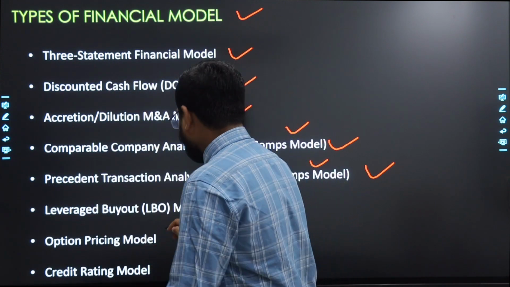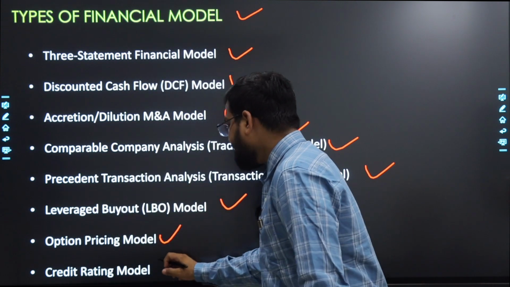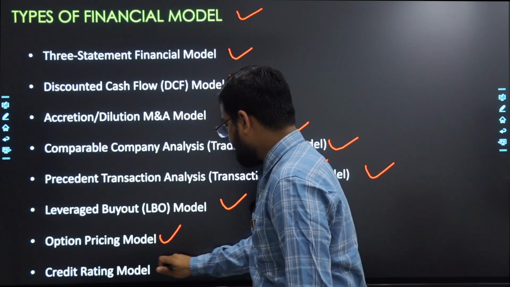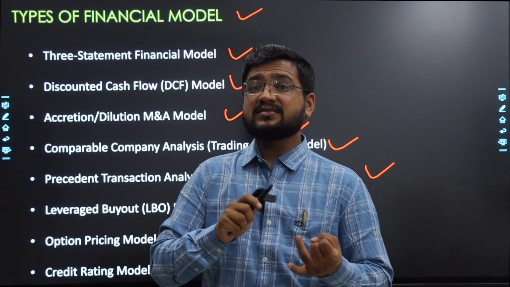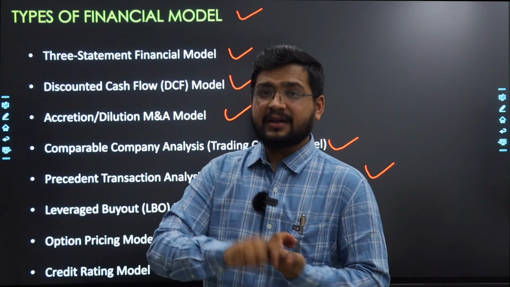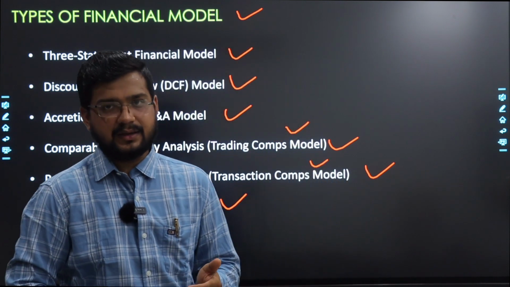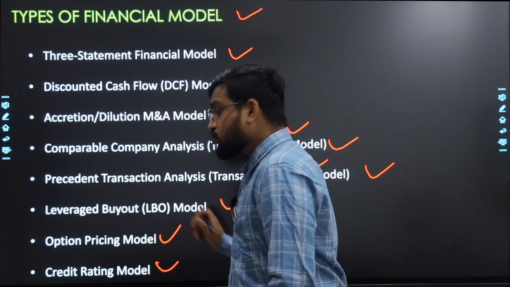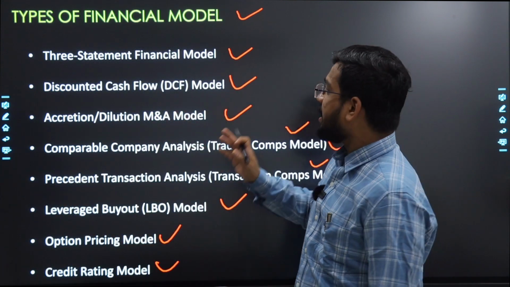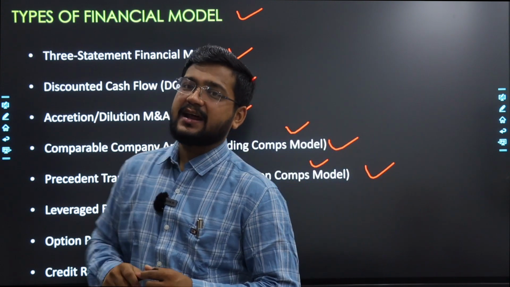Then option pricing. So binomial model and Black-Scholes model, and then credit rating models. Credit rating models are proprietary models. Like Moody's, S&P, Fitch, ICRA, CRISIL, all these rating agencies give ratings to the debt of a company, right? A, B, C rated, D rated, default. So all these types of financial models are used frequently in the industry. So these are the types of financial models.